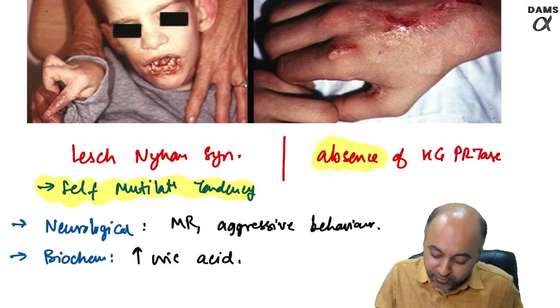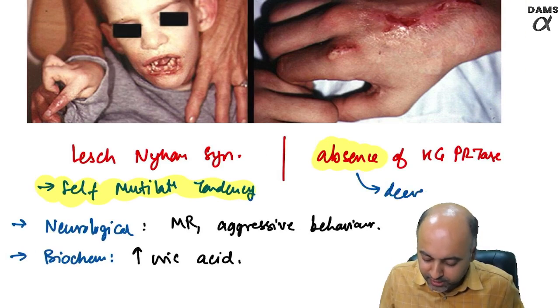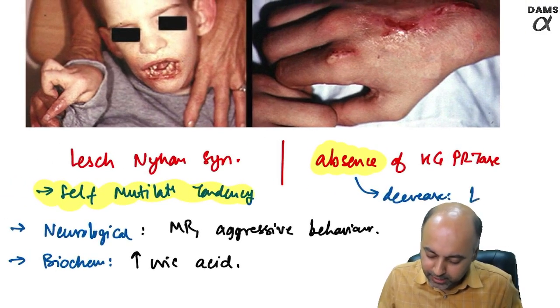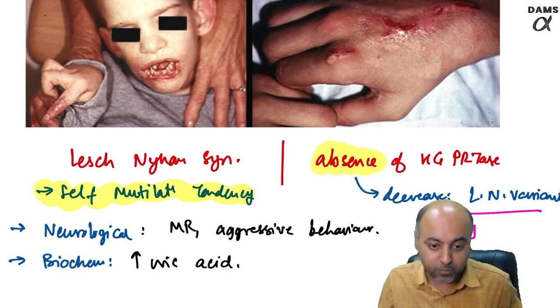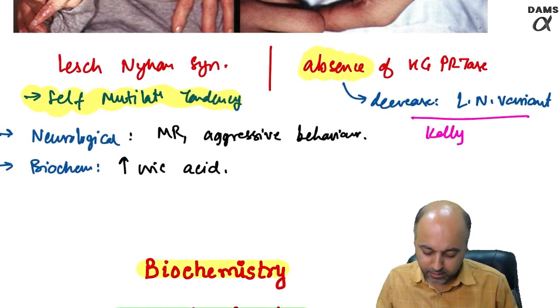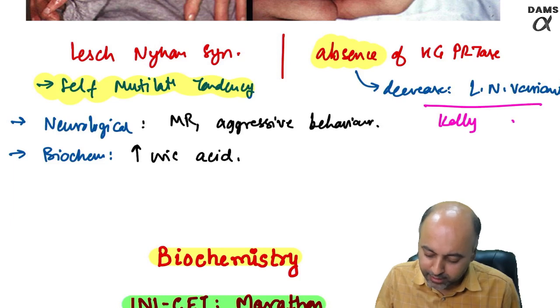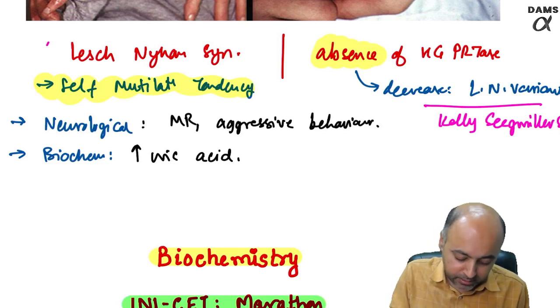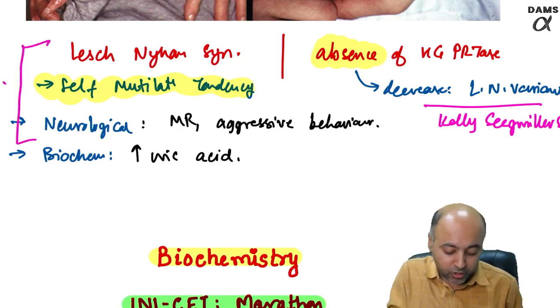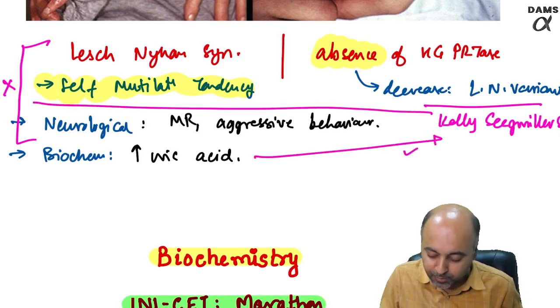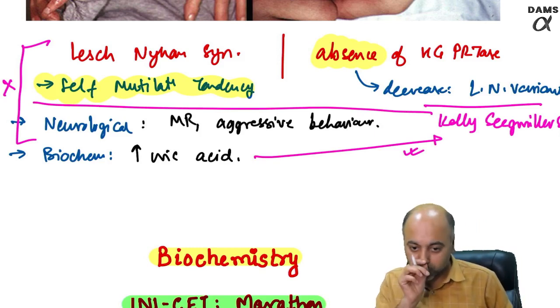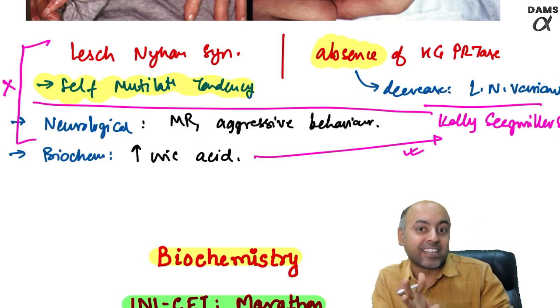Okay, if the decrease is there, we call it the Lesch-Nyhan variant, and sometimes it is also known as the Kelley-Seegmiller syndrome. In this case, the psychiatric and the neurological features will not be there. So what you get is only hyperuricemia. In Kelley-Seegmiller syndrome, the only thing you get is hyperuricemia. Neurological and psychiatric features are not there.